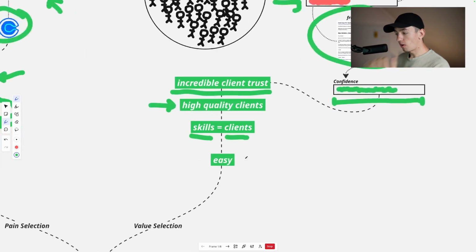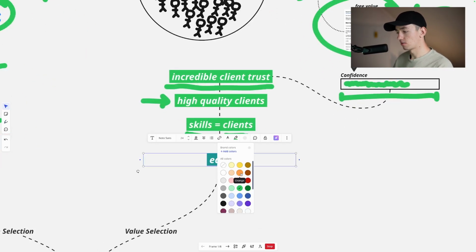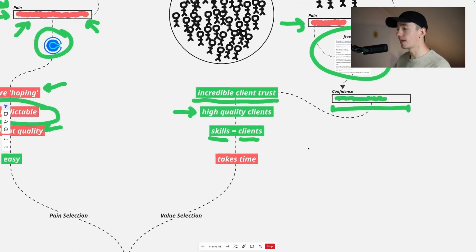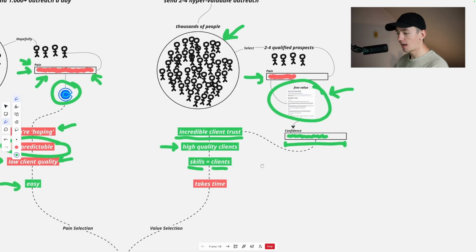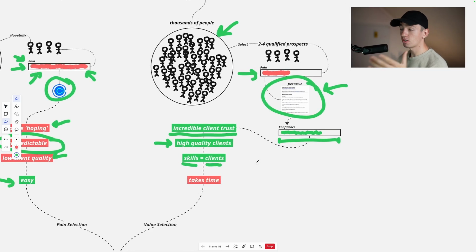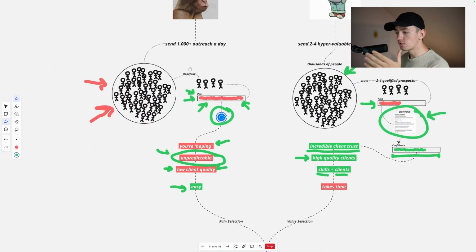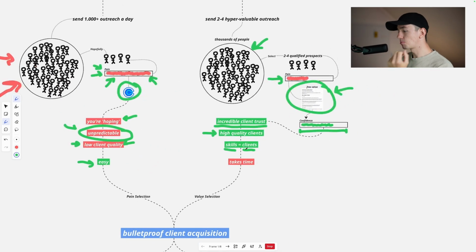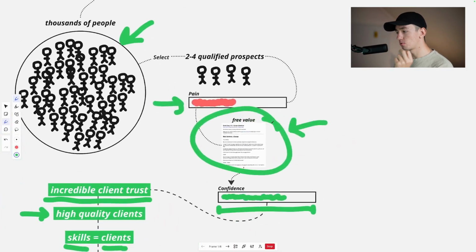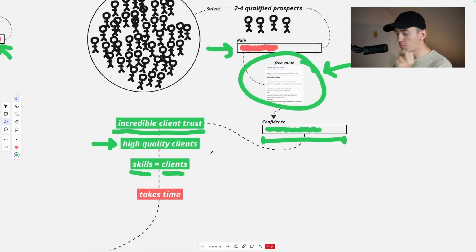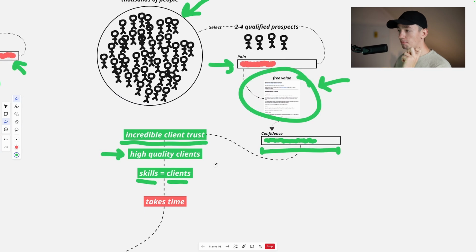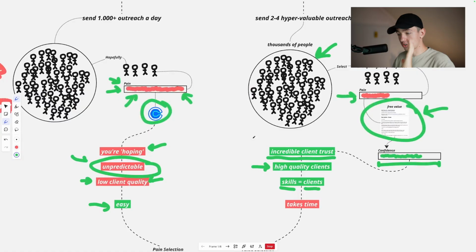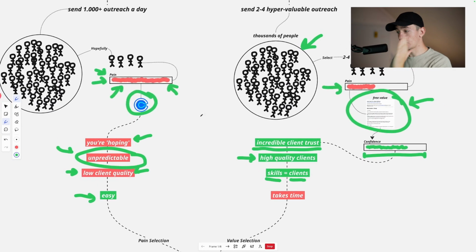Now, there is just one problem with this, which I have written here incorrectly, which is that it takes time, guys. If you want to get clients, like really qualified clients, it is going to take time for you. So it's not going to be like hiring a bunch of VAs for you to run your 1,000+ outreach a day system. It's going to be harder because you have to select these people, you have to create free value for them. But in my opinion, this is definitely much better than randomly just sending 1,000 outreaches, hoping for someone to be in enough pain in order for them to buy it.